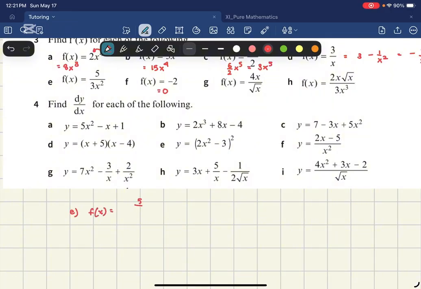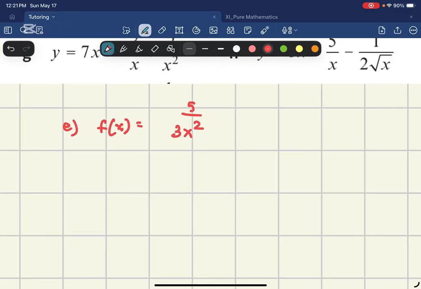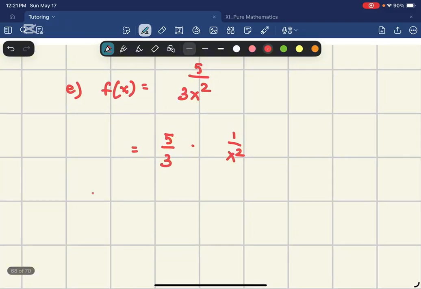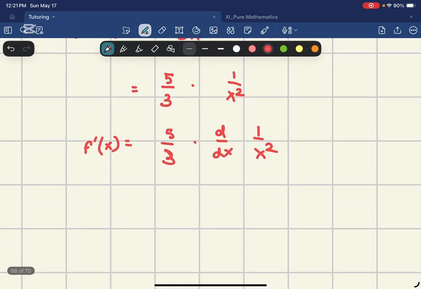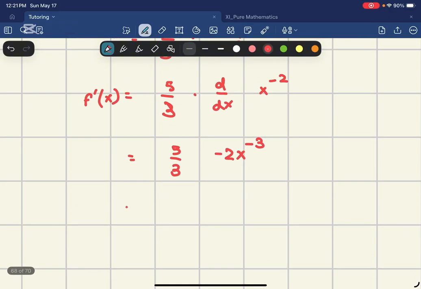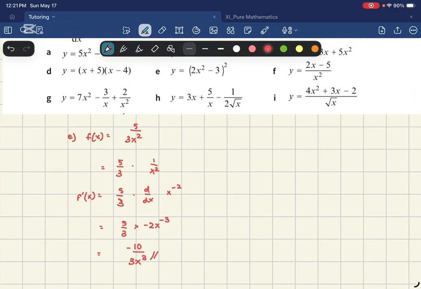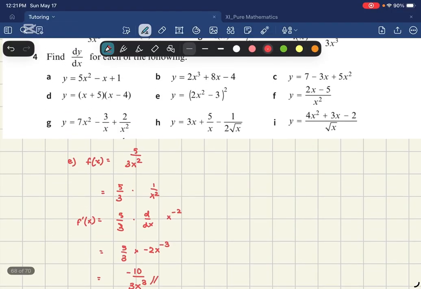f of x is equal to 5 over 3 x squared. All right. So we can write this as 5 over 3 times 1 over x squared. And now, f dash of x is that you keep your constant and then you differentiate 1 over x squared, right? You differentiate the function, you keep the constant. And remember, 1 over x squared is just x to the power minus 2. So you bring minus 2 to the front, x to the power minus 3. So if you simplify, you get minus 10 divided by 3x cubed. So that is going to be your solution. All right. So this dot, by writing dot, I'm just saying it's multiplication.